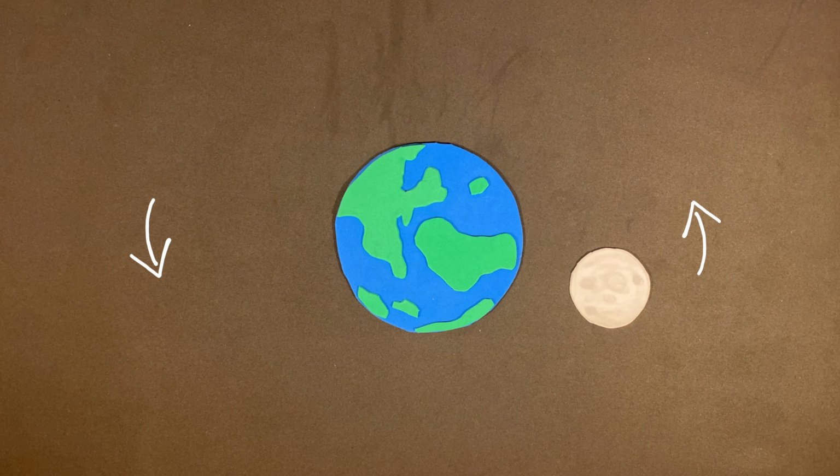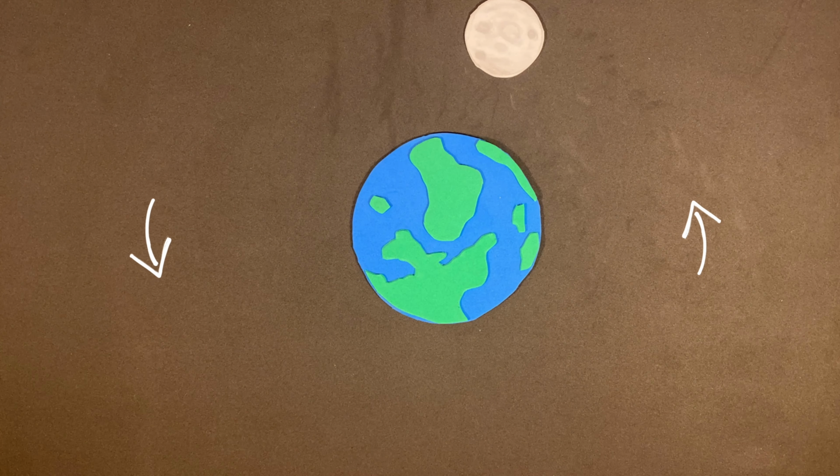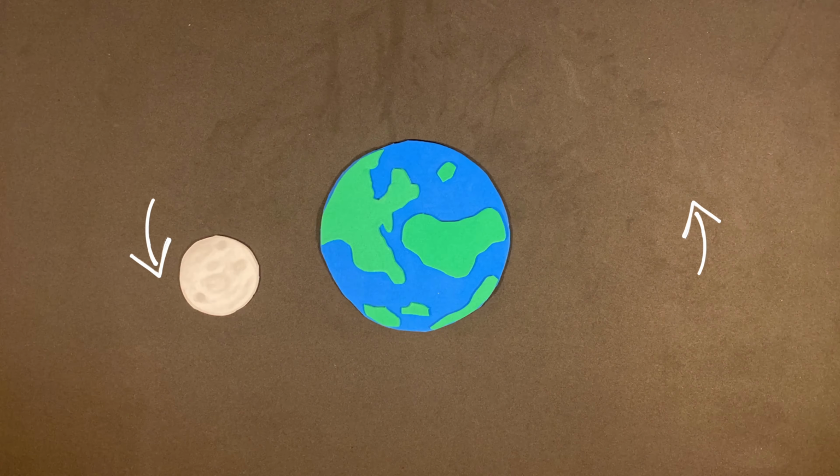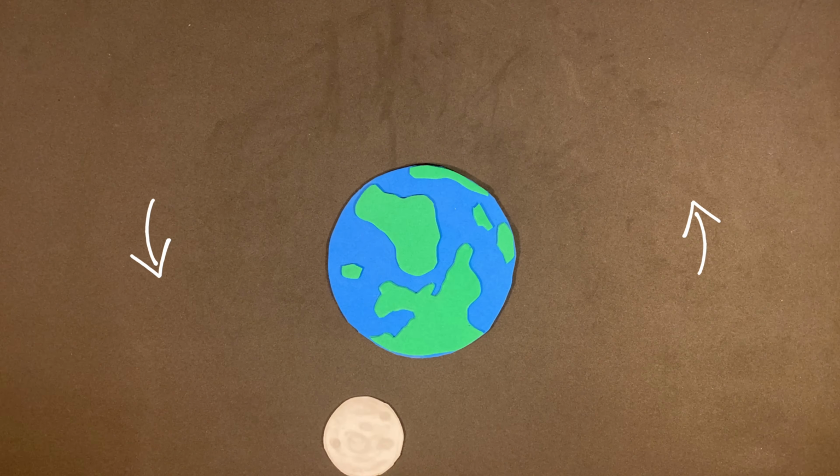Hi, in this animation we will talk about the moon. The moon is our Earth's closest neighbor and our only satellite. So, what are the characteristics of the moon?